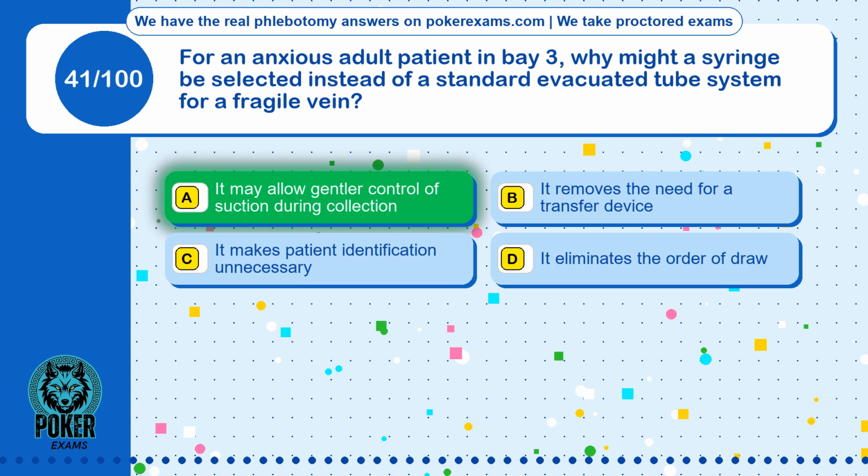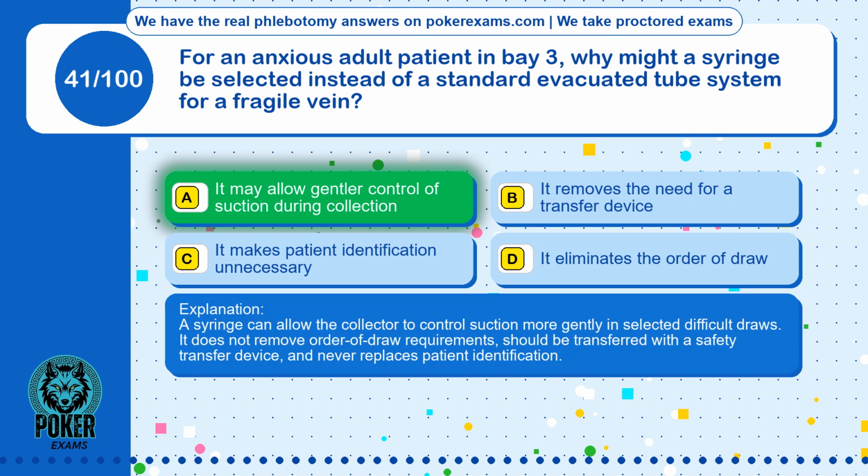The correct answer is option A. It may allow gentler control of suction during collection. A syringe can allow the collector to control suction more gently in selected difficult draws. It does not remove order of draw requirements, should be transferred with a safety transfer device, and never replaces patient identification.